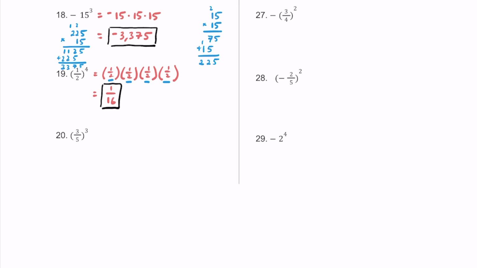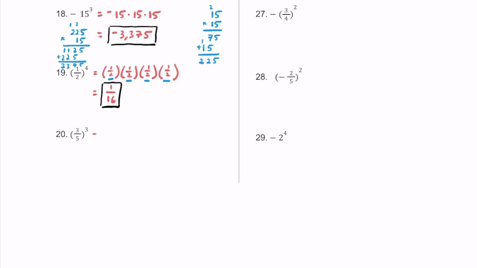For number 20, we have this fraction 3/5, and there are 3 of them. So let's take 3/5 multiplied by 3/5 multiplied by another 3/5 here. Okay, so let's see what's going on here. In the numerator, we have 3 times 3, that's going to be 9. And 9 times 3 is going to be 27, right? So 27 on top. And on the bottom, we have 5 times 5, which is 25.